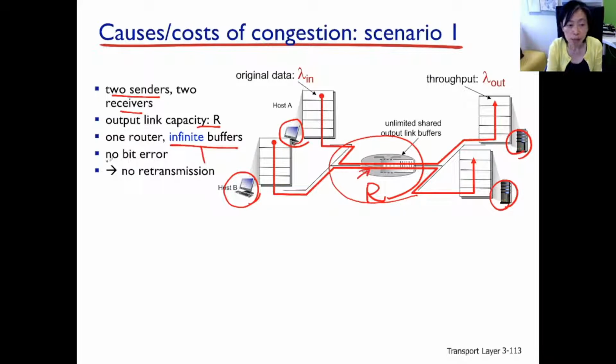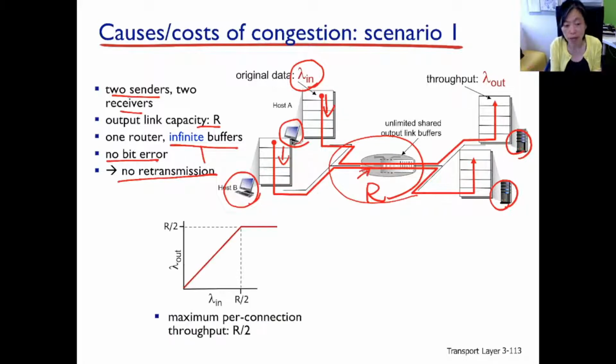Now let's assume that there's no bit error, therefore there's no need for retransmission because there's no packet drop and no bit error. Now let's use lambda in here to denote the rate at which host A and host B are injecting data into the network. Host A and host B are raising the rate as time goes. Let's use lambda out to denote the amount of data that arrives at the receiver.